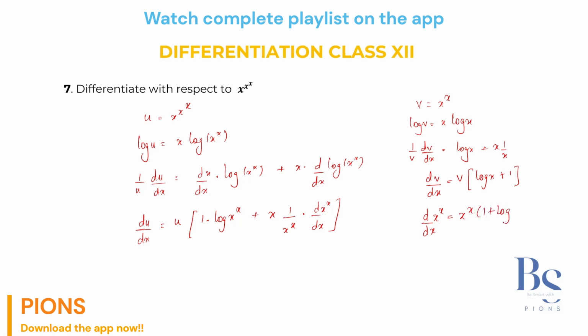We got our answer for the derivative of x raised to x. Plug it here. Clear? So let's substitute. What is u? x raised to x, x log of x raised to x, upon x raised to x. The derivative of x raised to x, just now we found, is x raised to x into 1 plus log x. Done.